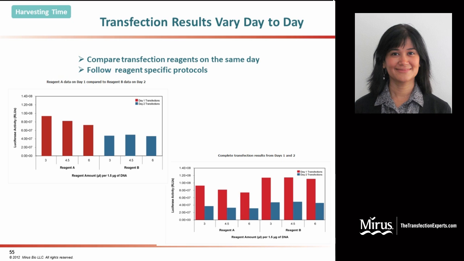Here's some data exemplifying this. In the first chart, you can see that reagent A outperforms reagent B if you compare day 1 transfections against day 2 transfections. However, once you have data from both day 1 and day 2, you can see that it's simply a matter of cell health in this case. It just turns out that the cells were transfecting much better on day 1. But they were transfecting much better with reagent B. So once you have the complete picture, you can see that in this case, reagent B outperforms reagent A. However, if you were comparing day 1 to day 2, that would not be the case.